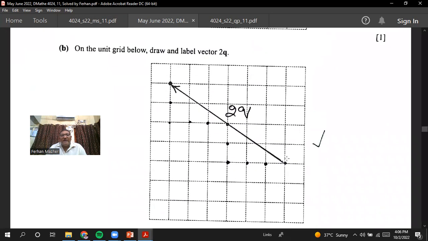Okay, so from anywhere I will start. Let's say I started from here. So I will move 3 steps to the left, and then 2 steps up. So I'll join the starting point with the end point, and I will draw an arrow, and that represents 2q.